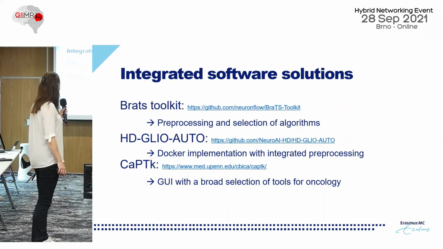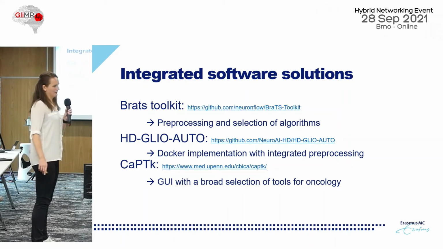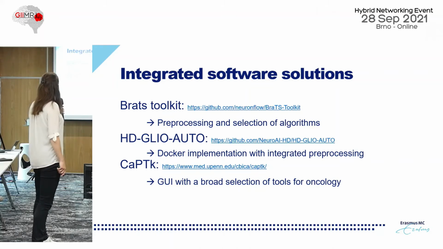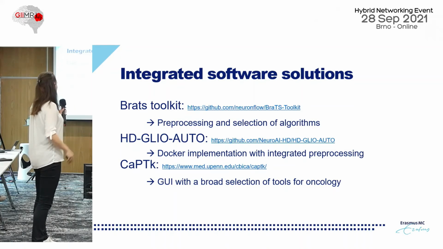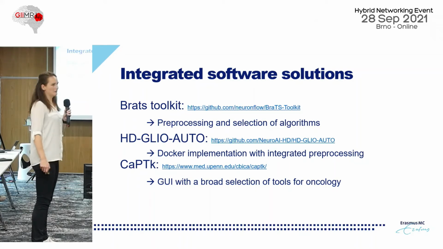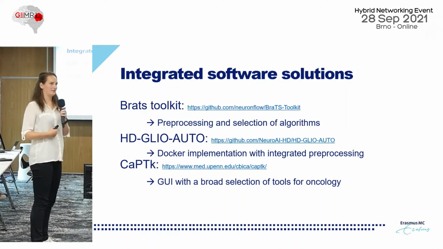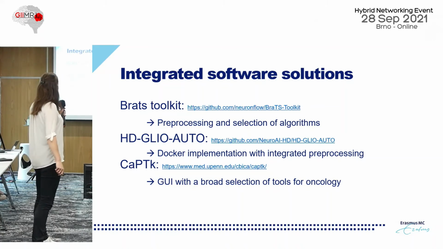There's also some new integrated software solutions if you want to do the whole pipeline automatically. There's the BraTS toolkit, which does pre-processing and can run a selection of algorithms or a combination of algorithms to get the best results from the BraTS challenge. I hope they will update it after the new BraTS challenge of this year. There's the HD-GLIO-AUTO method, which is a Docker implementation with integrated pre-processing, which is also quite nice. I cannot use it because my GPU cluster cannot run Docker, so then I have this issue.